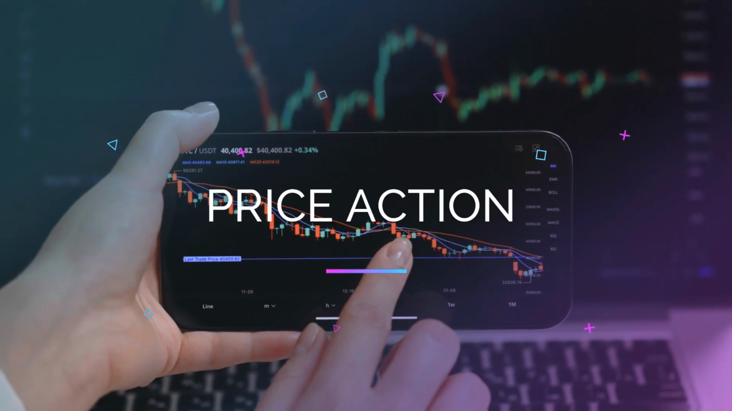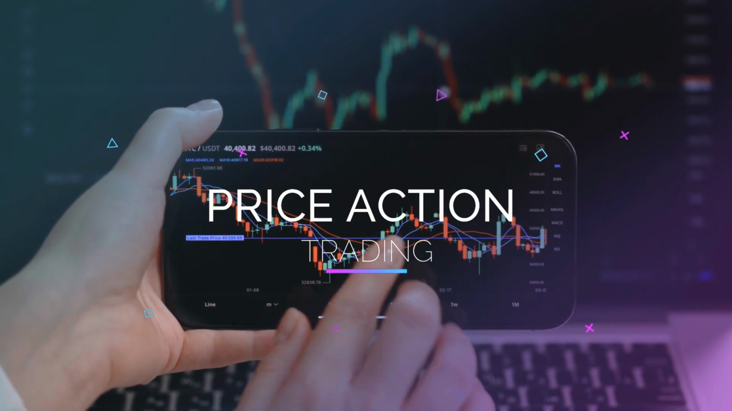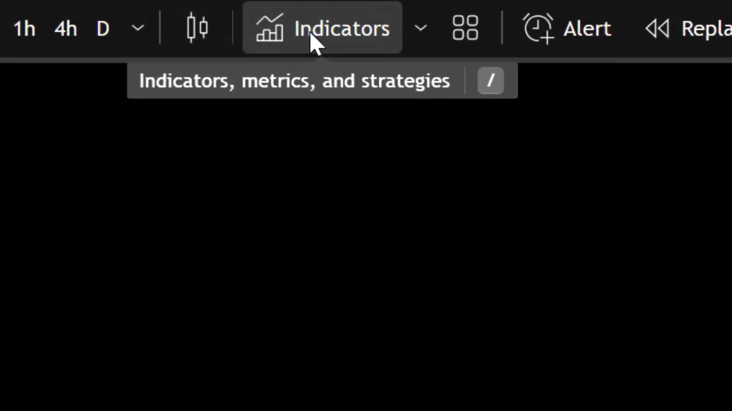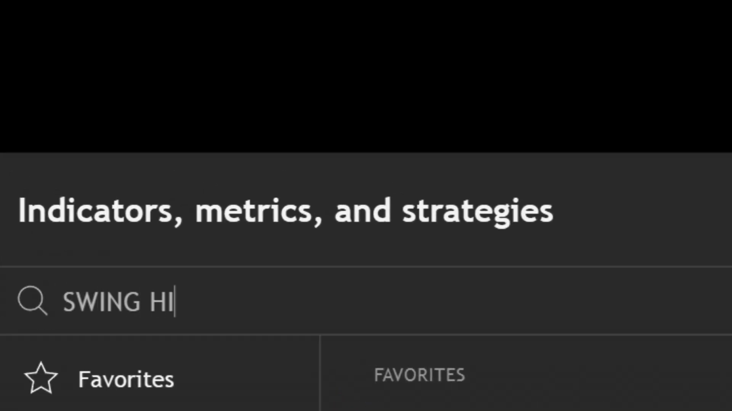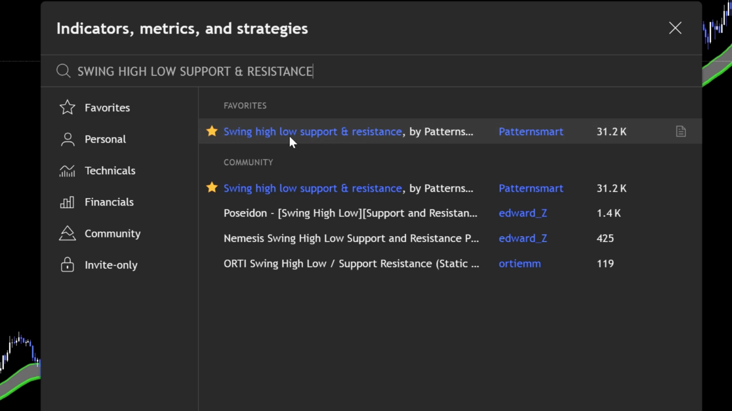Even if you're just starting out or finding things tricky, we're going to use price action for this strategy. It's all about watching how the market moves, but to keep it crystal clear, I'm throwing in an indicator that does some of the heavy lifting for you. Back in TradingView, click the indicators button at the top again. This time, type in swing high low support and resistance in the search bar. And when it pops up, click on it to add it to the chart.